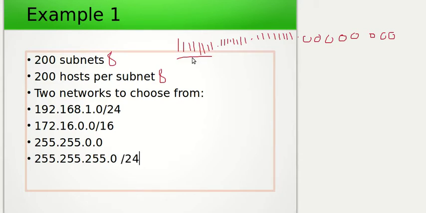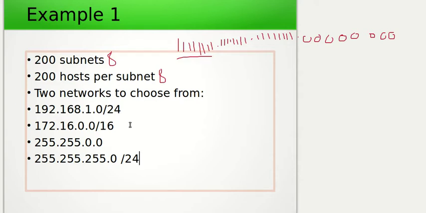If you count how many binary ones we have, we have 24 binary ones. So our CIDR equivalent is /24. Our decimal equivalent is 255.255.255.0, and our CIDR equivalent, our slash format equivalent, is a /24.